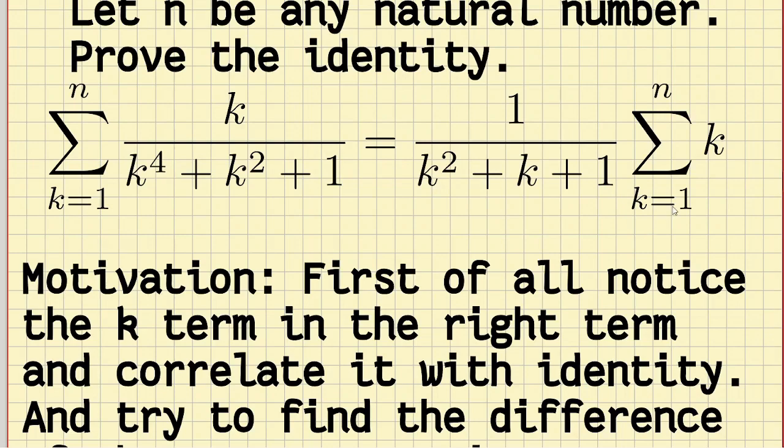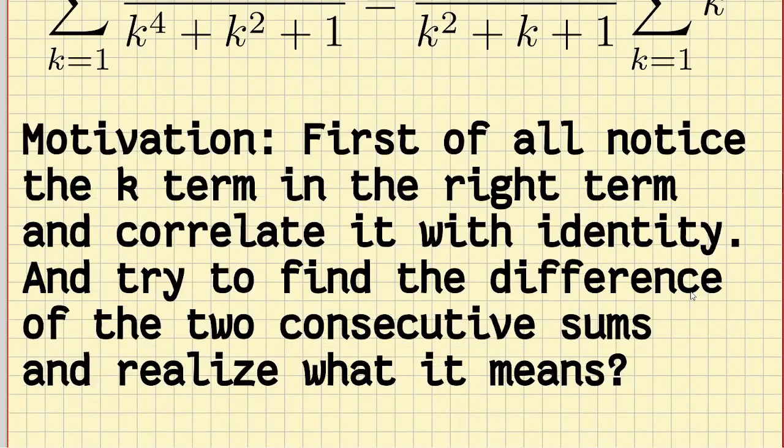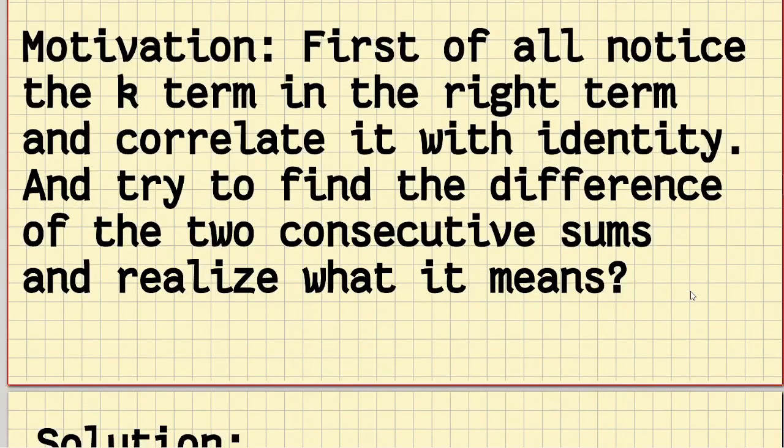And if I think it like this, that if I add all the summations, and if I subtract the larger one from the smaller one, the immediate one, then I will get a term. So I will say that try to find the difference of two consecutive sums and realize what it actually means. I am now moving on to the solution.